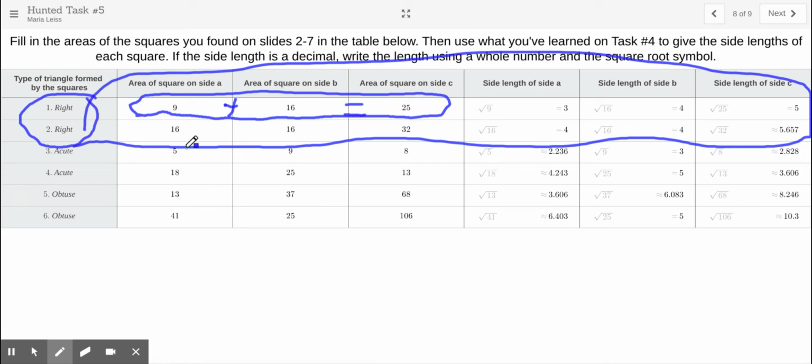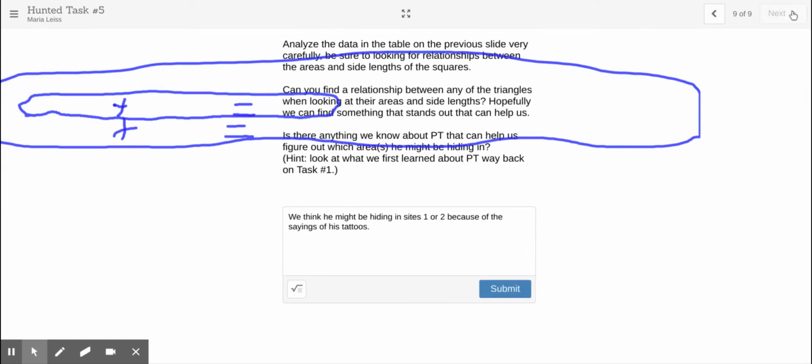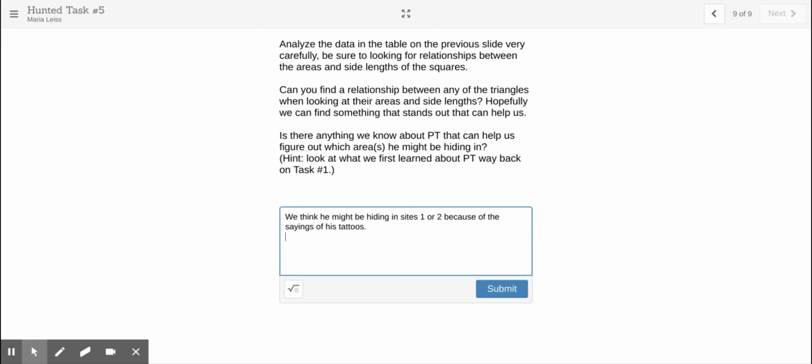Look down here at the next one, 16, 16, and 32. Well, yeah, that same relationship applies. The area of 16 and the area of 16, when you add them together, you get an area of 32, because 16 plus 16 is 32. Very significant pieces of information. Let's go jot those down to add to our evidence of why we think he might be in sites 1 and 2. So in site 1, we saw that 9 plus 16 gave us 25. And we saw in site 2, 16 plus 16 gave us 32.